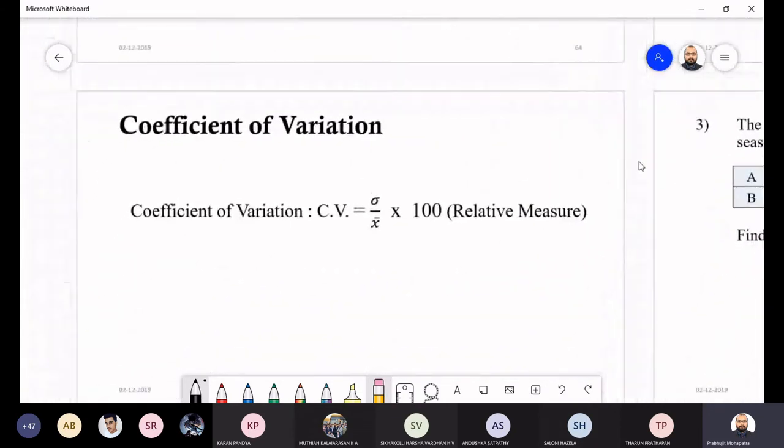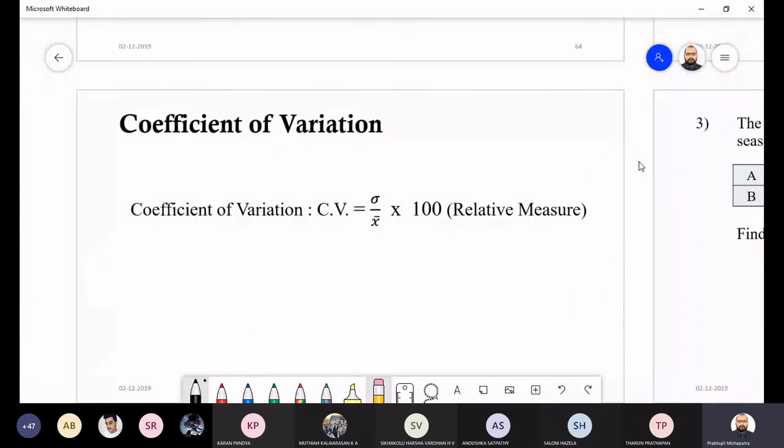There is another terminology that is called coefficient of variation. The formula is given like that. Sigma square is your variance and sigma is your standard deviation. Square root of variance is nothing but the standard deviation. So standard deviation divided by mean, where x bar is nothing but your mean.